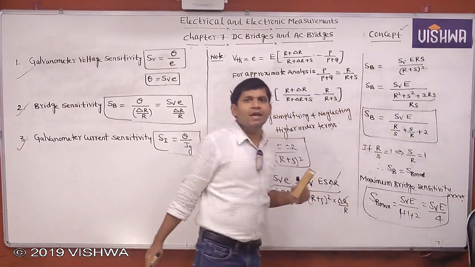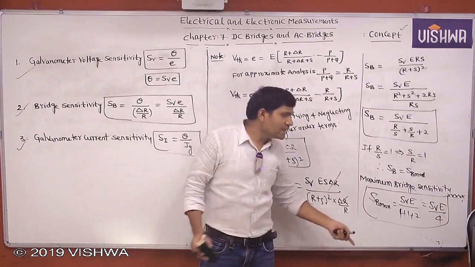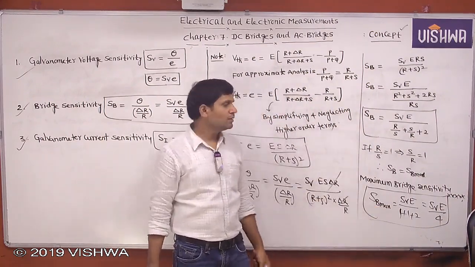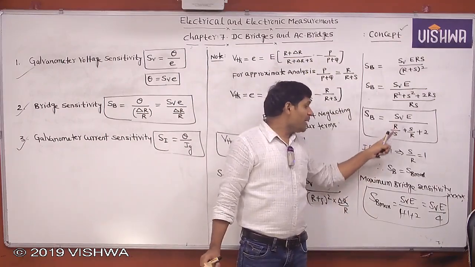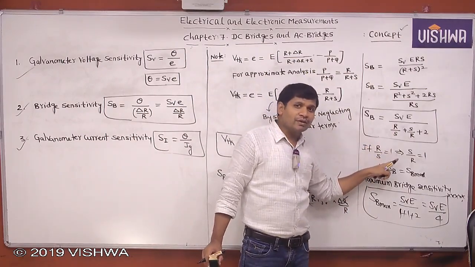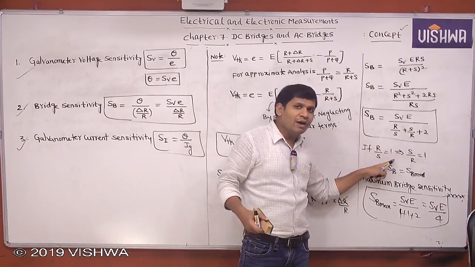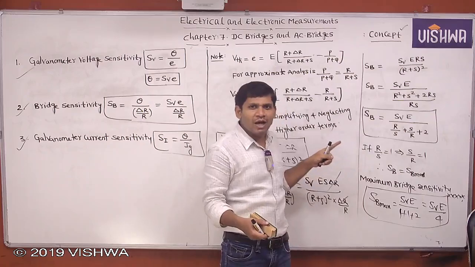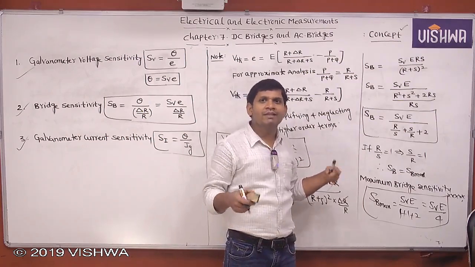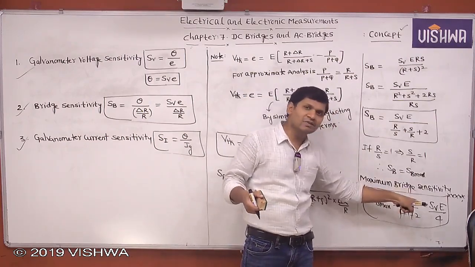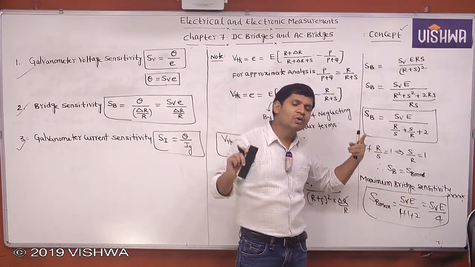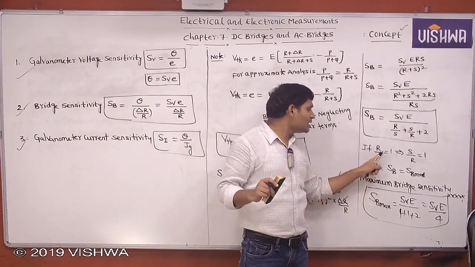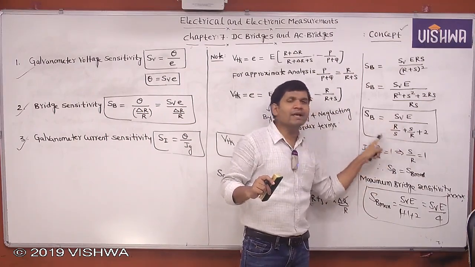What is the maximum value of bridge sensitivity in a Wheatstone bridge? SV into E by 4. That formula also you remember. This value is maximum only if R by S equals 1. Sir, is it possible only for R by S? I will substitute R by S equal to 0.5, I will substitute R by S equal to 2. We never get greater than this value. This is the maximum value. You substitute any other value, we get bridge sensitivity less than this only. That's why for R by S equal to 1 only we get the maximum value.